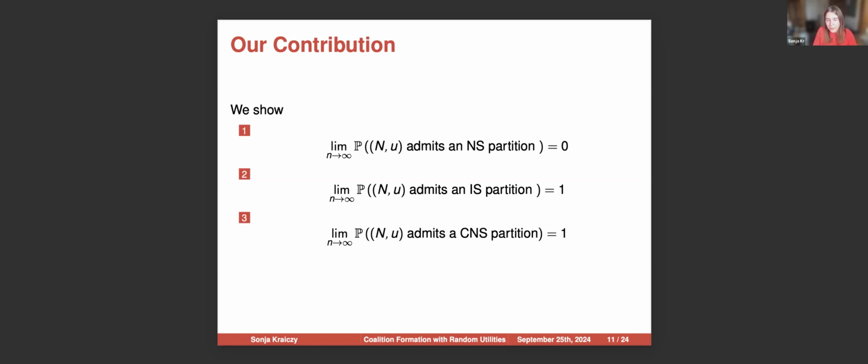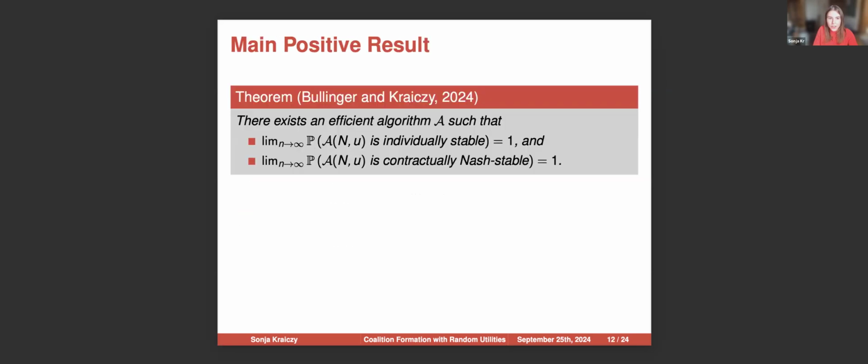But I will say that our main negative result is probably as or more challenging technically. So the proof is rather long, or longer than this one. But let's go to the main positive result. And as I said, we find an efficient algorithm, so an algorithm that is polynomial in n, that outputs a partition that is both individually stable and contractually Nash stable if the input is a random hedonic game.